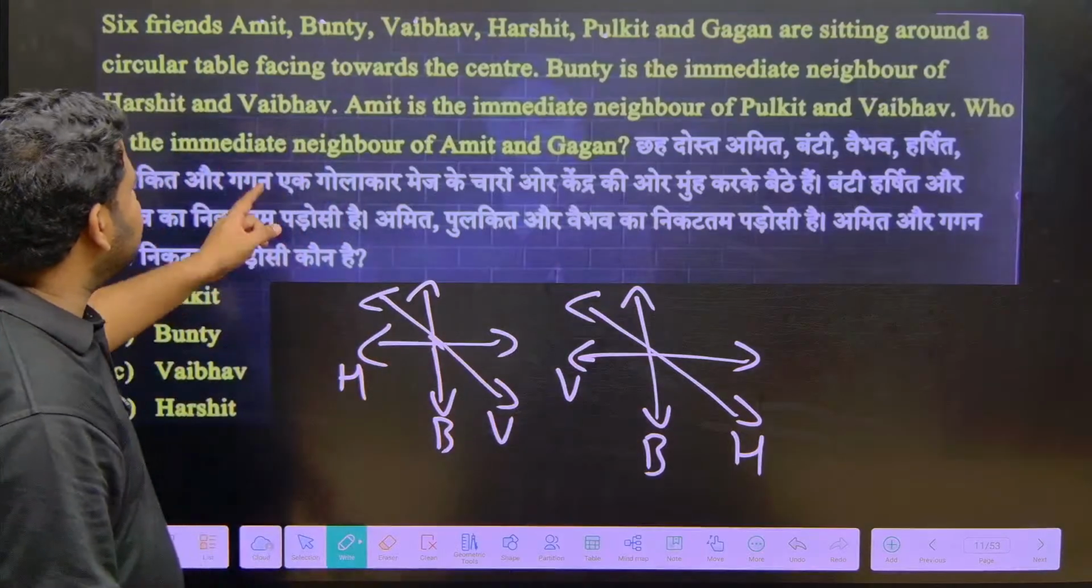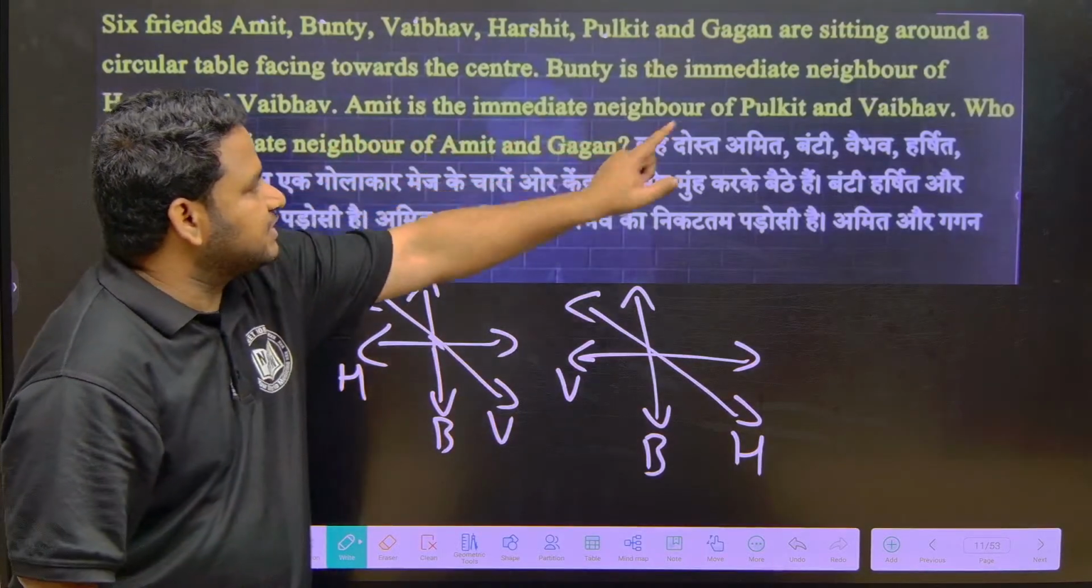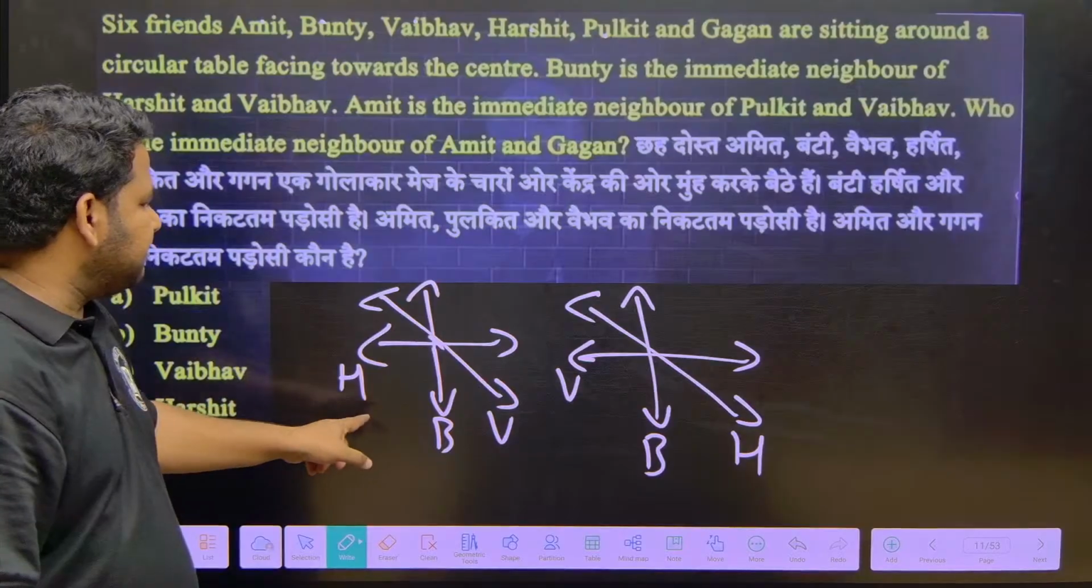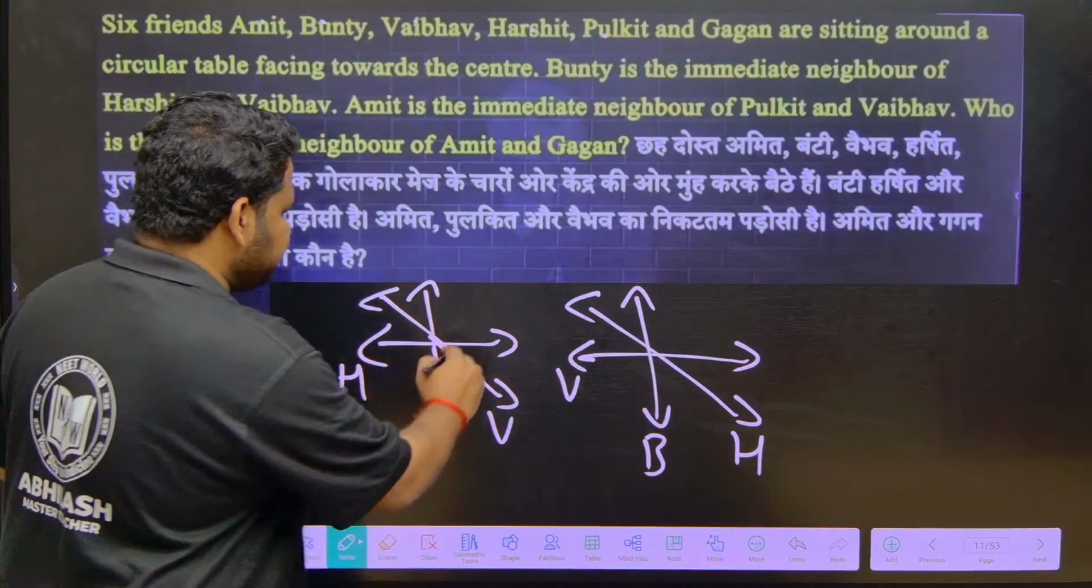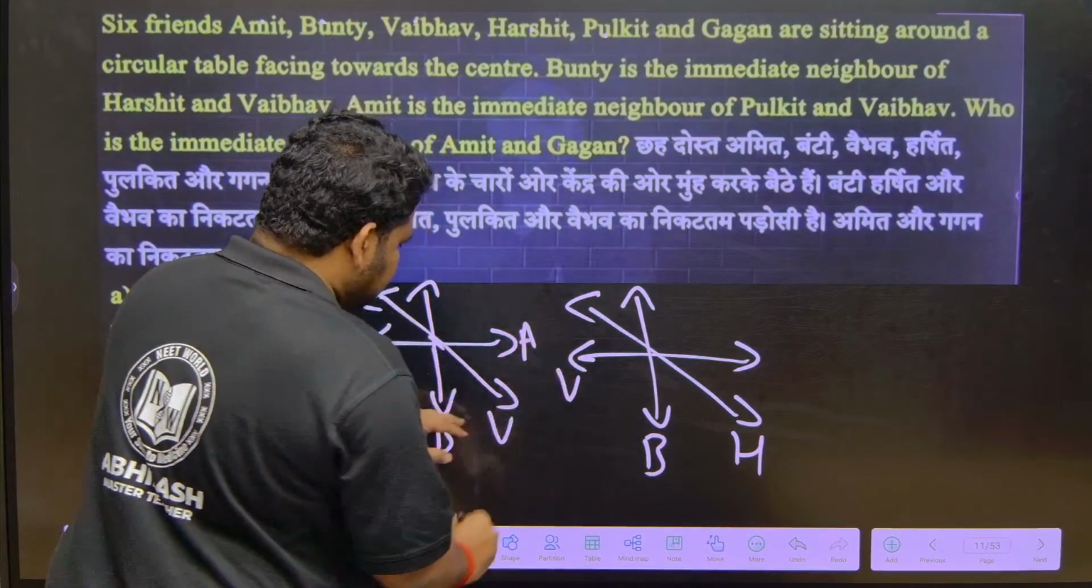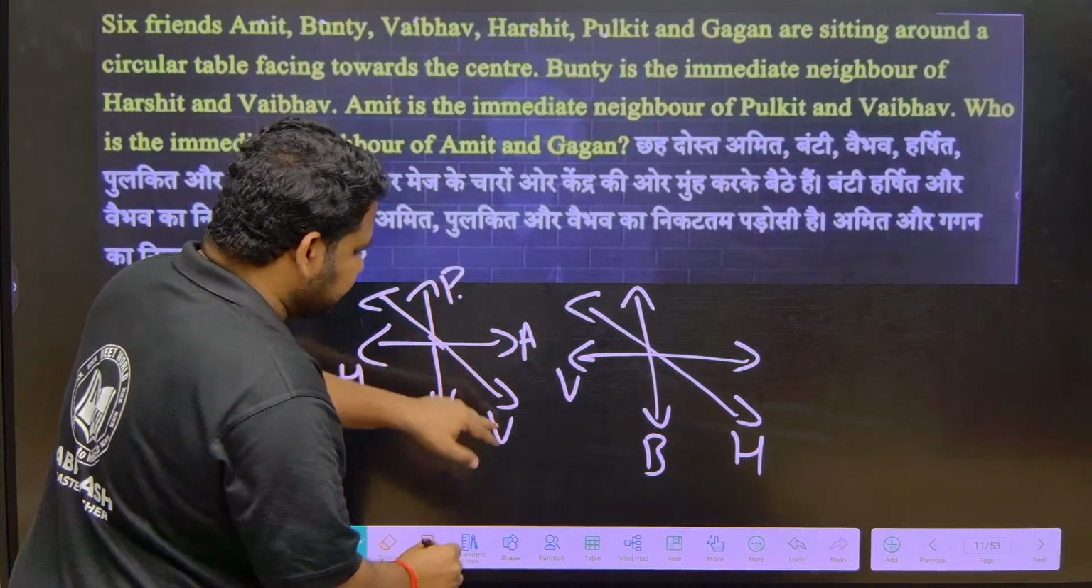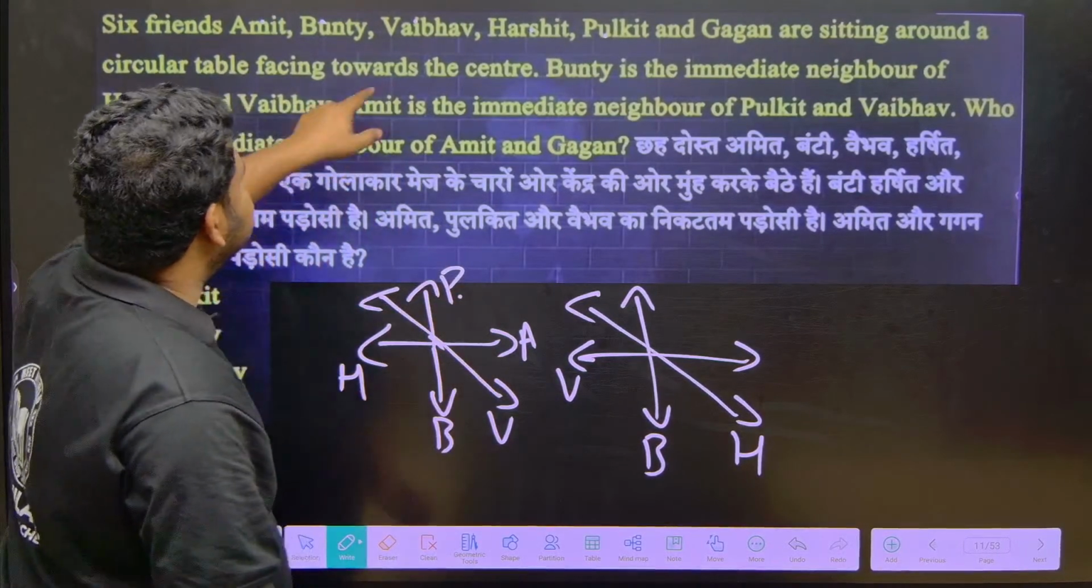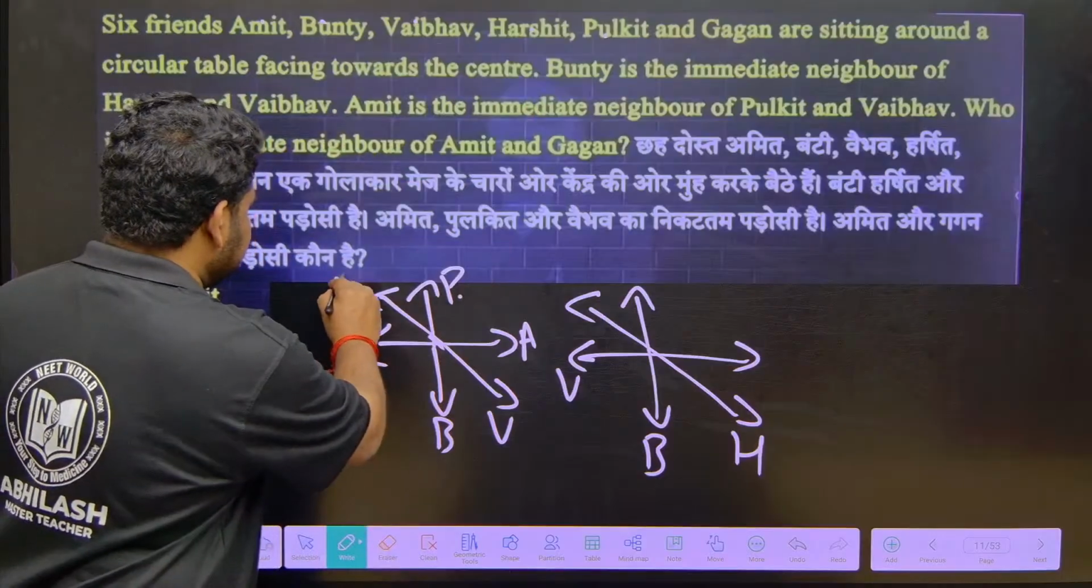Okay. Next statement, what are they telling? Amit is the immediate neighbor of Pulkit and Vaibhav. So Amit will come here, and Pulkit and Vaibhav on either side. Now who is the remaining person? That is Gagan. I'll write it here.